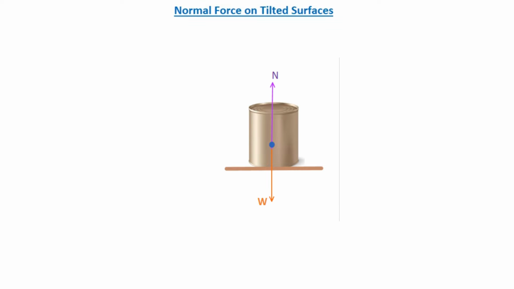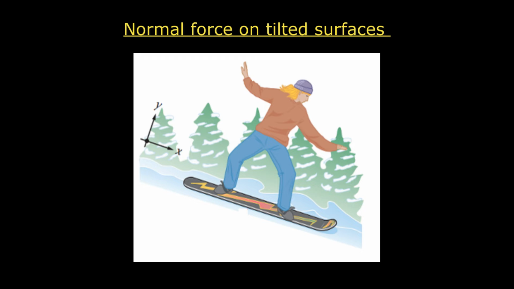So this will be the last video on chapter 5, where we will explore the normal forces on tilted surfaces. As of now, we have considered the surface to be horizontal, but now the surface is inclined. Even though the surface is inclined, the normal force is still at right angle. And for the time being, we are not considering friction.